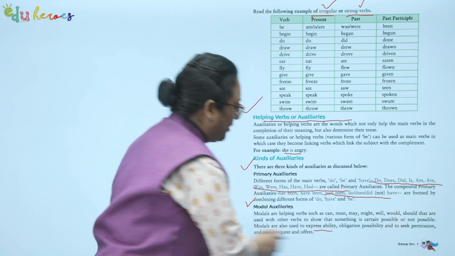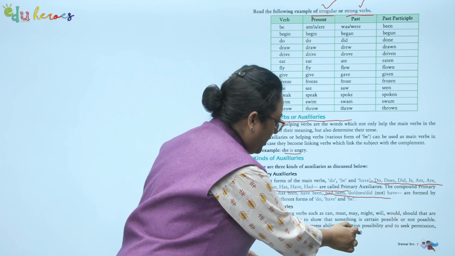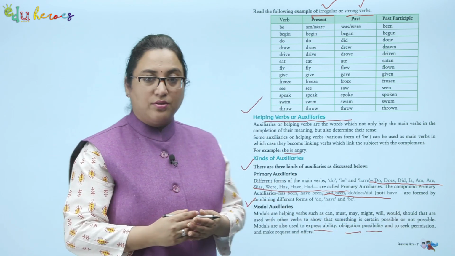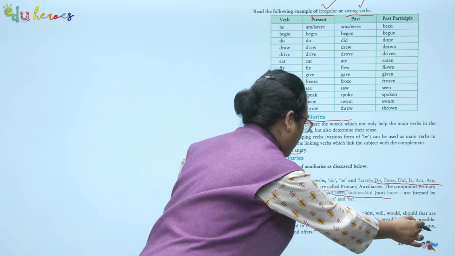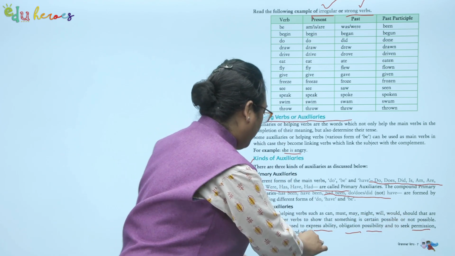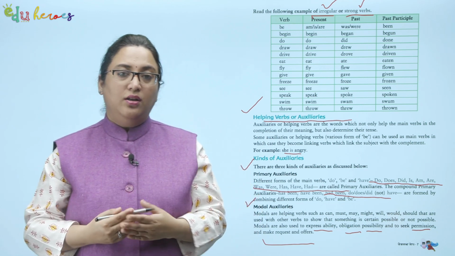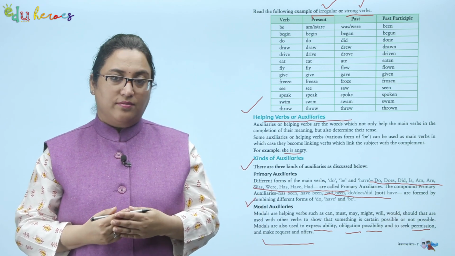These are the different categories: obligation, possibility, and to seek permission and make requests and offers. So each category will have a different modal auxiliary for it.